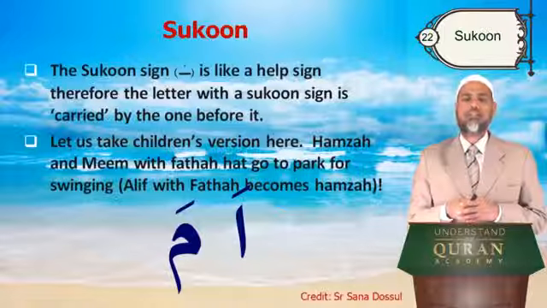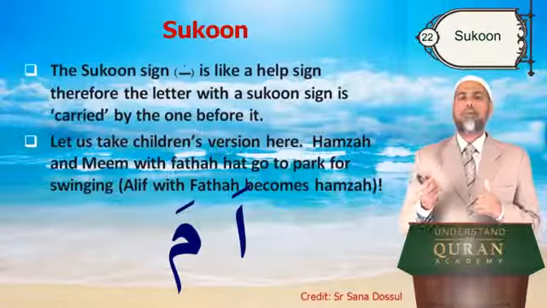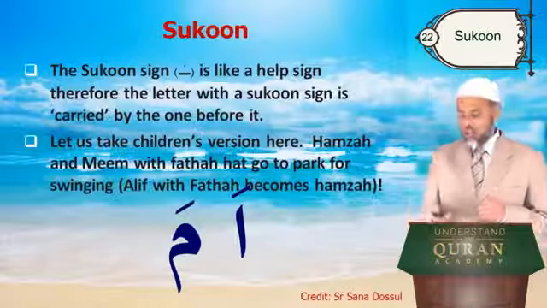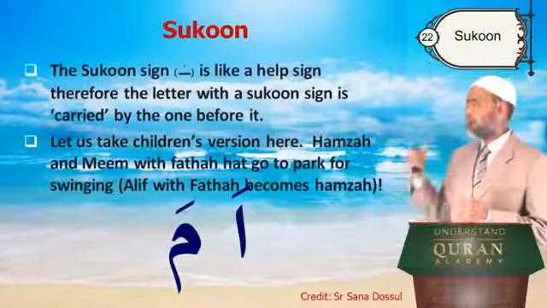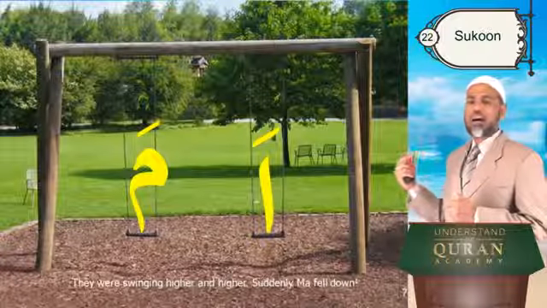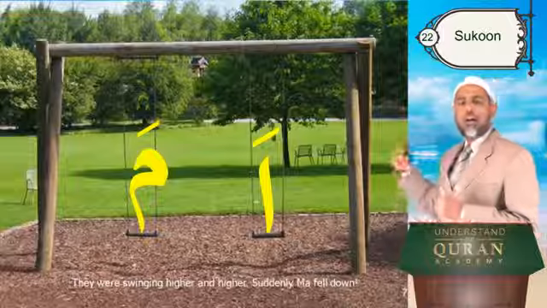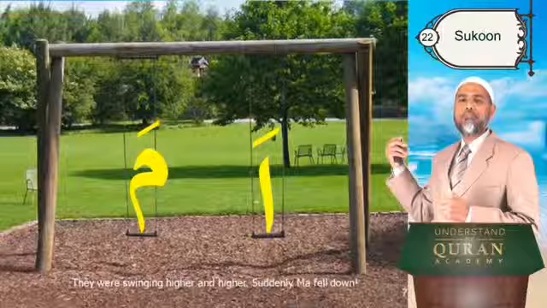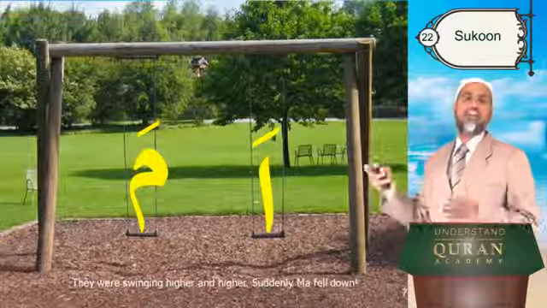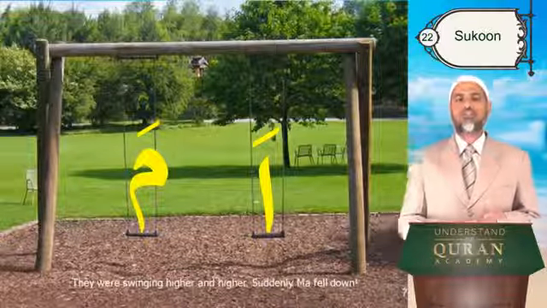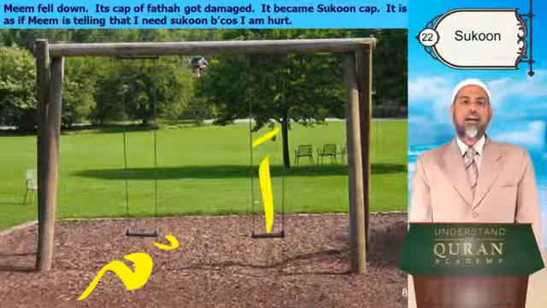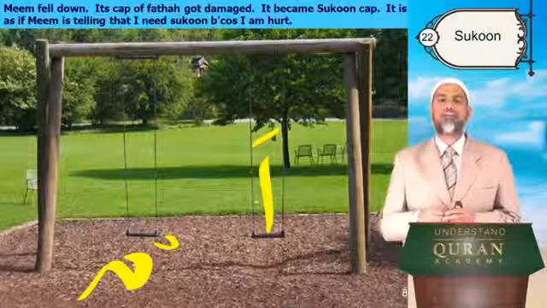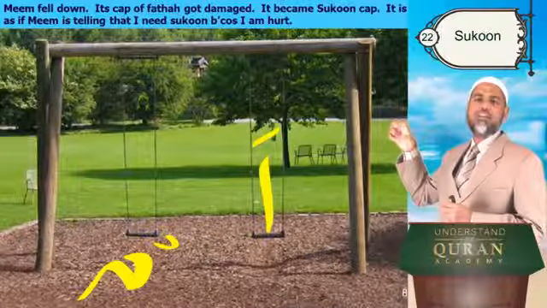Let's take the children's version here. Hamza and Mim, both with fatha hat, go to the park for swinging. So here they are. Alif with fatha means Hamza, so a and ma are swinging. Imagine they are swinging. And suddenly Mim fell down. So what happened? The cap of Mim, which is fatha, got damaged. It became a sukoon cap. It became twisted.